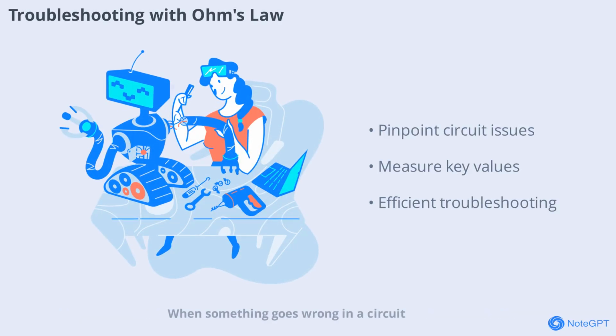When something goes wrong in a circuit, Ohm's law is a powerful troubleshooting tool. By measuring voltage, current, and resistance, you can pinpoint where a problem might be occurring. For example, if a device isn't working, checking these values can reveal if there's a broken wire, faulty component, or incorrect connection. This methodical approach saves time and helps ensure repairs are effective.